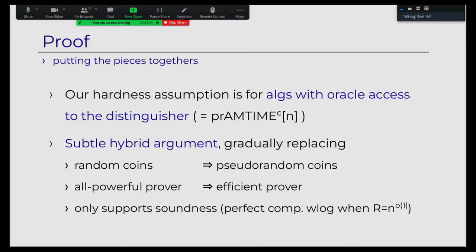So, as I said, these are technicalities, and it's a subtle argument. The point is that we need a subtle hybrid argument, which gradually replaces random coins by pseudo-random coins, and an all-powerful prover by an efficient prover in each turn. With some work, it carries through. Yeah, I agree.